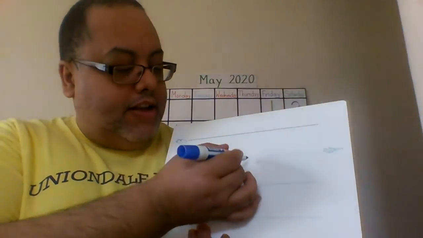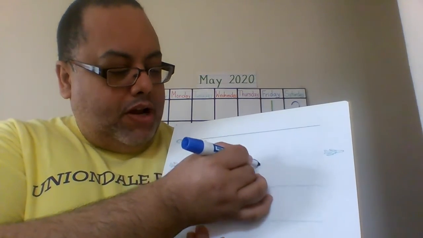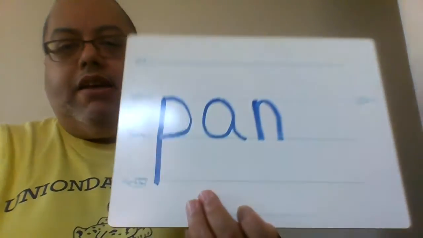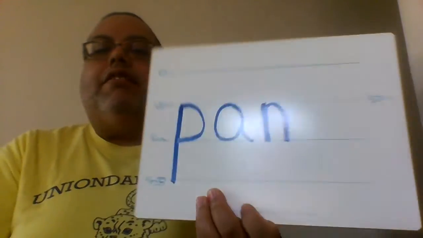And finally, the letter N. You start on the plane line, come down to the grass, go up in a hump, touch the plane line, and then come down to the grass. And that is the letter N. N for pan.